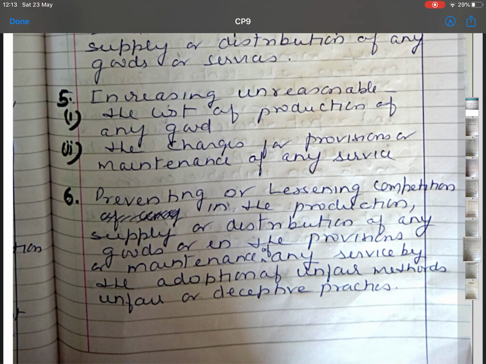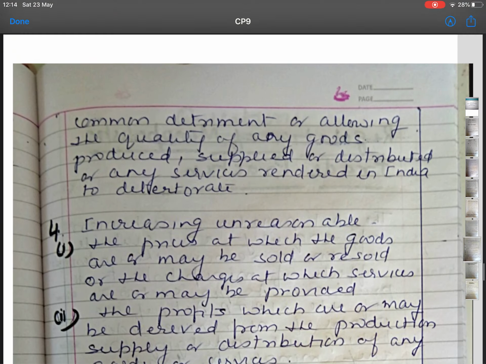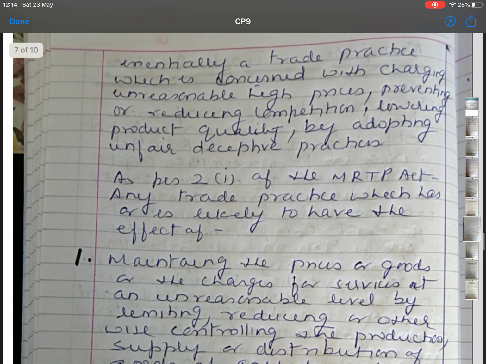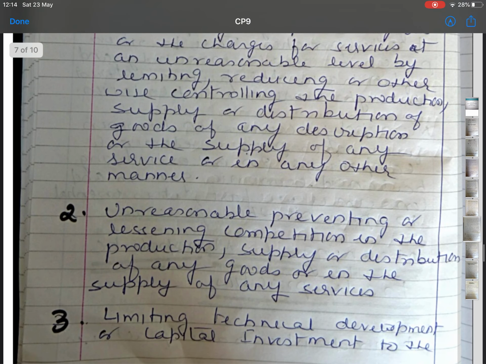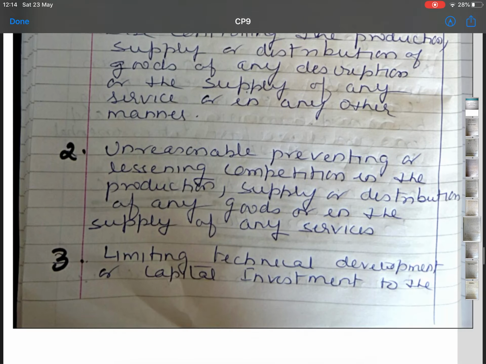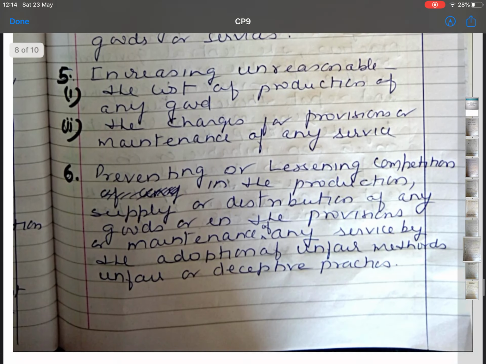Sixth is preventing or lessening competition in the production, supply, or distribution of any goods or in the provision or maintenance of any services by the adoption of unfair methods or unfair deceptive practices. So, these are monopolistic trade practices as per the Act. As per the MRTP Act, all these six are called monopolistic trade practices.